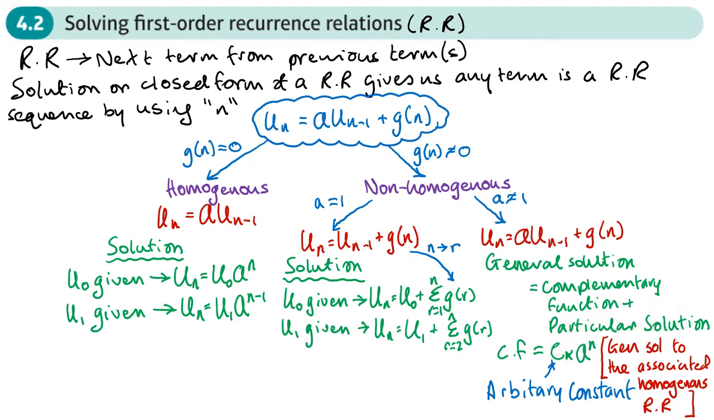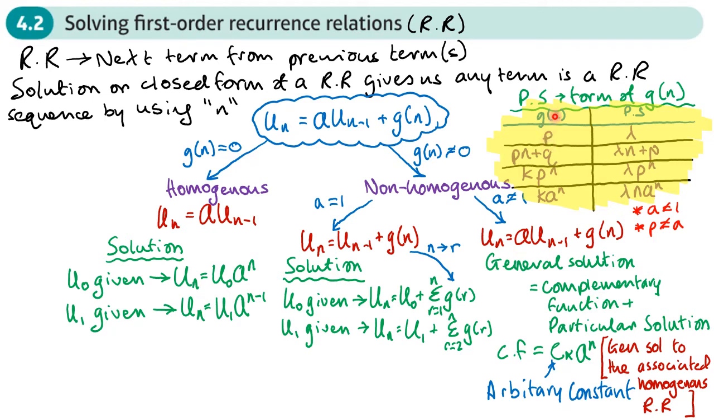We also need the particular solution. This is going to form the other part of our general solution. Now for the particular solution, I'll do it here. We need to look at the form of g of n, and it all depends on the form of g of n. Whatever the form of g of n is will tell us what the form of the particular solution is going to be.